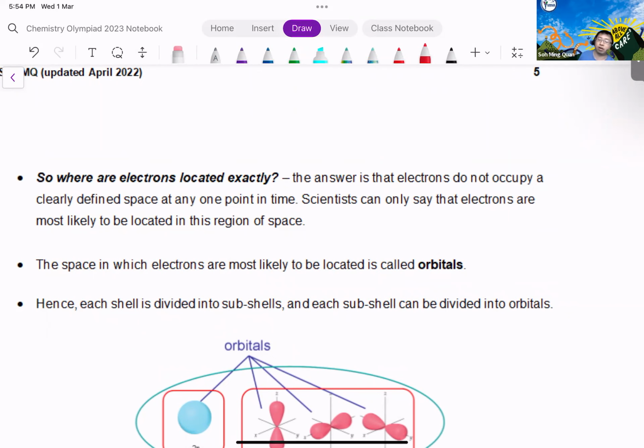Where are the electrons in an atom located? We cannot say definitively that the electron is here. The answer is that electrons don't occupy a clearly defined space. Scientists can only say that electrons are most likely to be located in this space, but where exactly in this space, we don't know. We can only give you a probability, a likelihood. This space where electrons are most likely to be located is called an orbital. So actually, orbitals are where electrons are at.